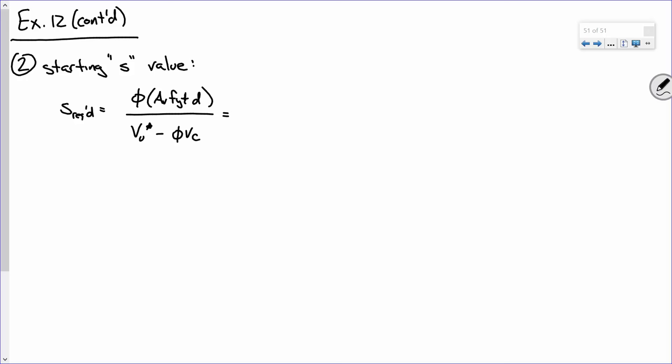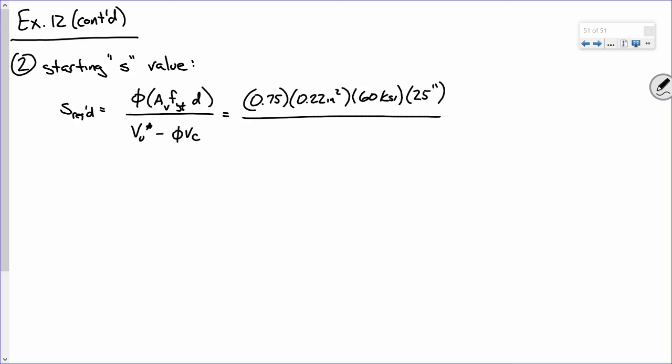Here, I'll clear that up. All right, so what's phi? There we go. All right, A_v? F_yt? That's just the yield stress. It's grade 60 rebar, so. All right. 25 inches, and then we're trying to figure out the required stirrup spacing at the beginning.